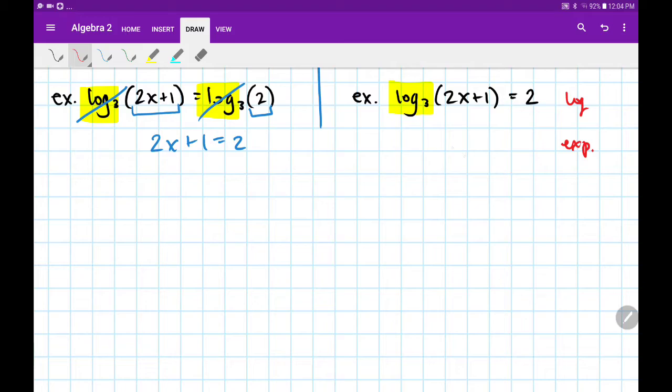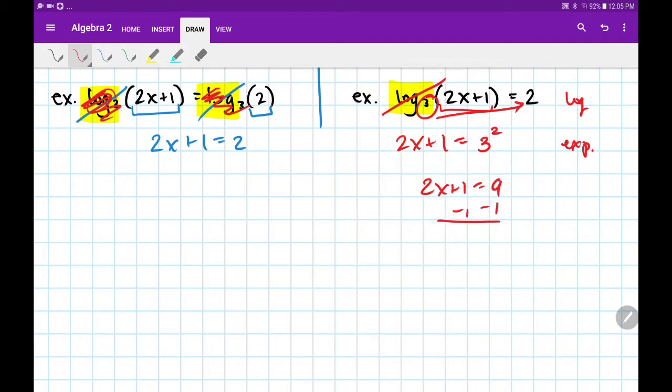So if I'm in log form and I want to go to exponential, cross out your log, bring down the 2x plus 1, and set it equal to 3 squared. That's the key difference here. On the left side, we simply cross out the logs and set the insides equal. On the right side, we go into exponential form, and then we would solve it like this, minusing the 1, and we get x equals 4 after dividing both sides by 2.